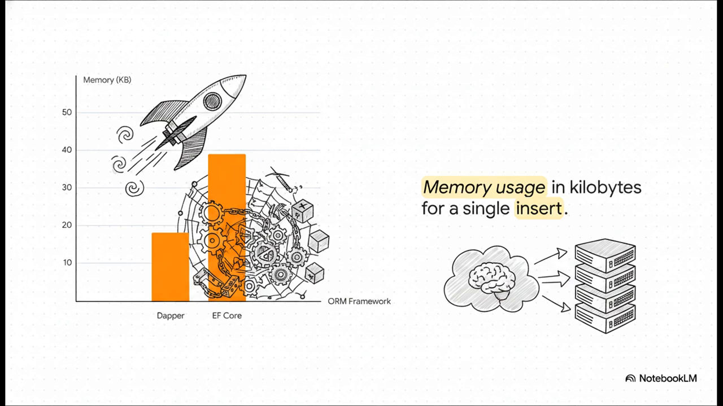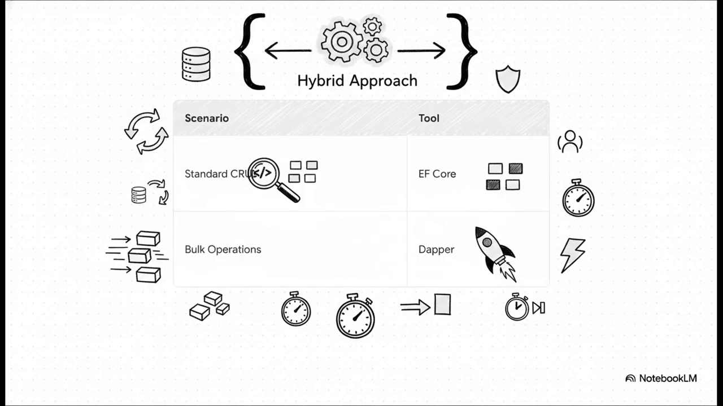If we look at memory consumption for a single insert, Dapper operates much more efficiently, using just 18.23 kilobytes compared to EF Core's 39.09. Dapper just completely skips all those heavy internal mechanisms and state tracking that EF Core relies on. And what that means for you is that your server's memory is freed up to do actual, useful processing.